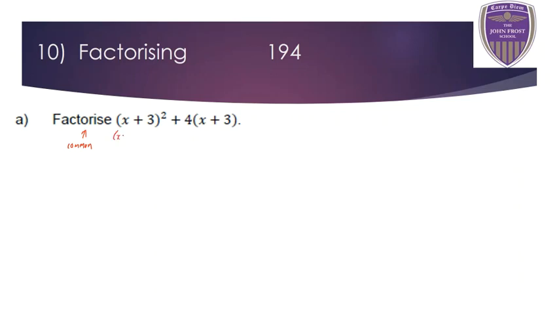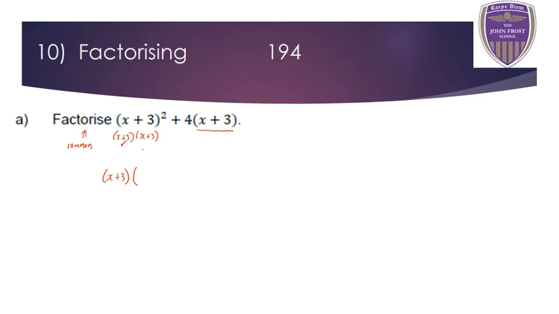So another way of thinking of x plus 3 squared is if you square something, you multiply it by itself. So here we can see that it's x plus 3 multiplied by another x plus 3. And so here we've also got an x plus 3 in a bracket. So the common factor in this case is x plus 3. So we can take that out as our common factor for both terms.